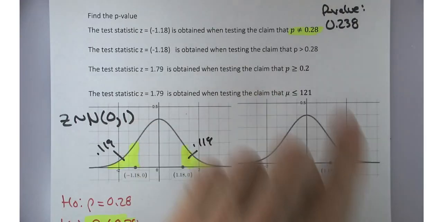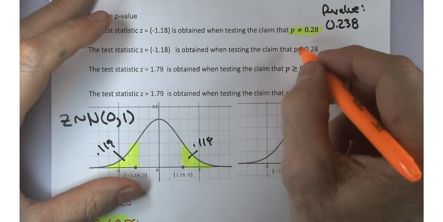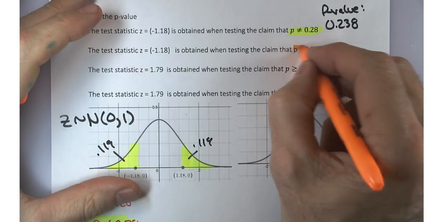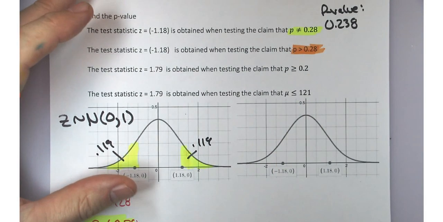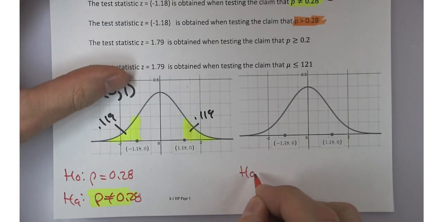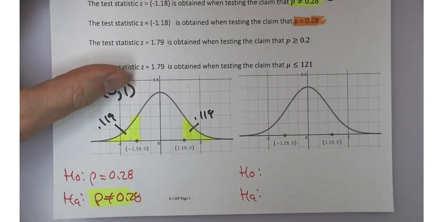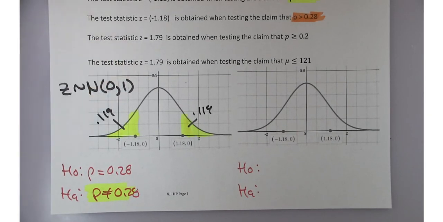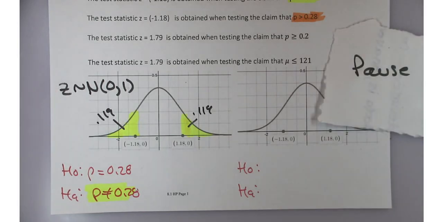So our next one, let's look over here. Our original claim in this one is that P is greater than 0.28. Okay. So just like our last one, we want to set up a null and alternative hypothesis, HO and HA. Try and figure out, and I'll give you a minute, especially if you're watching this sometime later, to try and figure out, well, what's HO and what's HA? What's that going to be for us in this particular example?